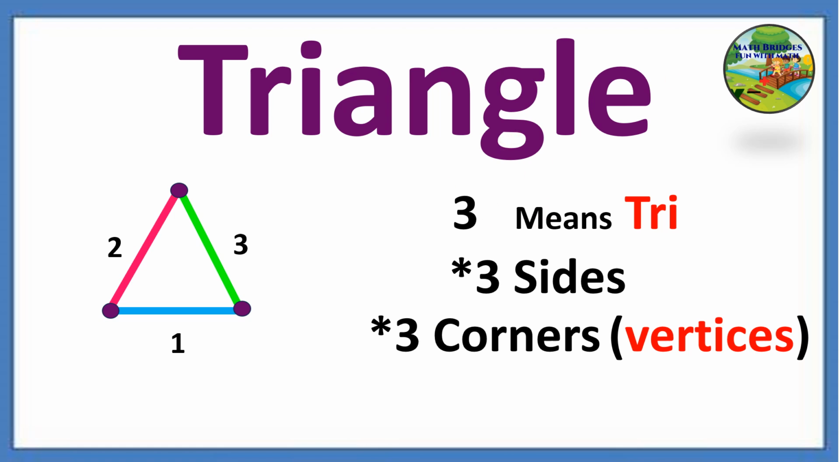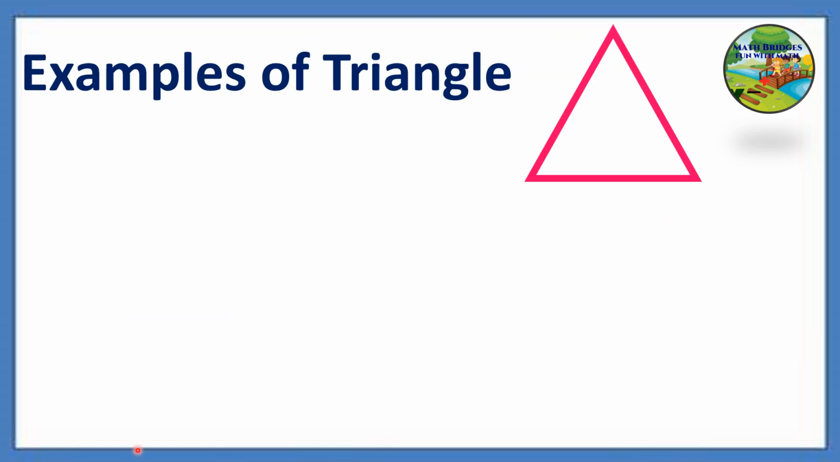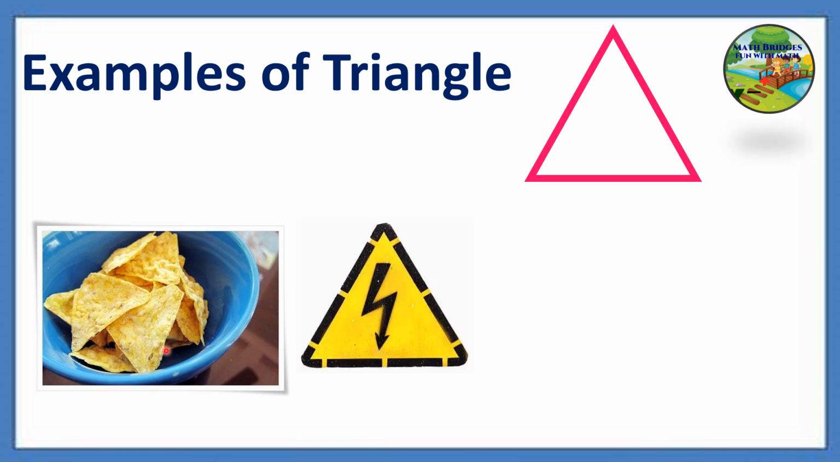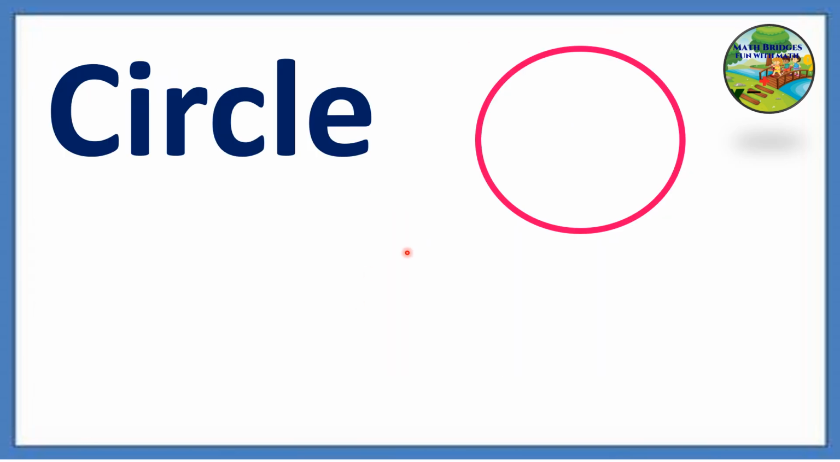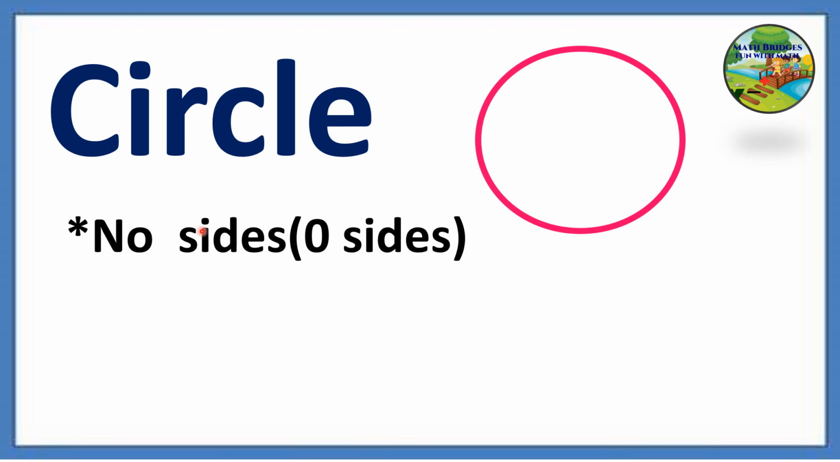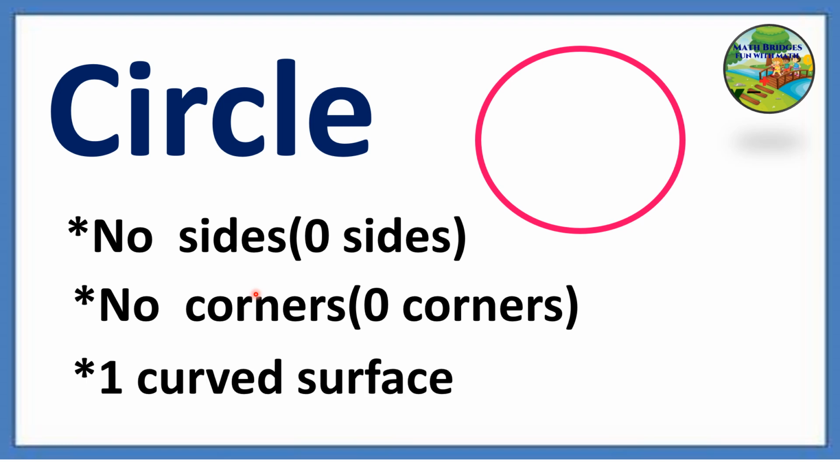Tri means 3. Some examples of triangle, you can see here some of the snacks we have in the shape of triangle. Some traffic signals also are enclosed in the triangle shape, and some sandwiches we cut into slices of triangle shape, and you can recall more examples. Coming to circle, it's round in shape and it has no sides, or we can say it has 0 sides, no corners, and it has one curved surface. This is called surface. One curved surface it has. So 0 sides, 0 corners and one curved surface for circle.